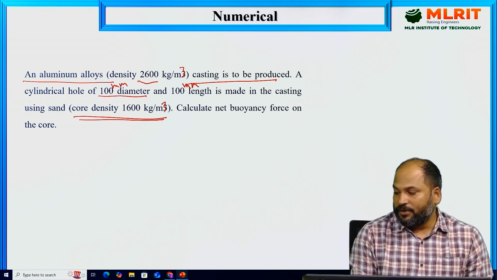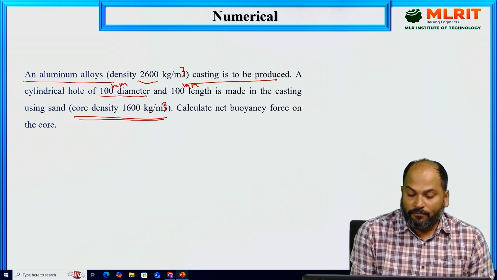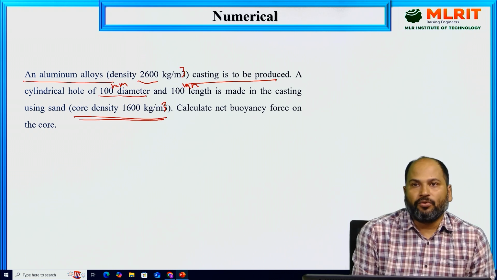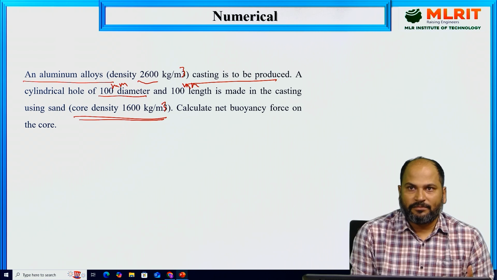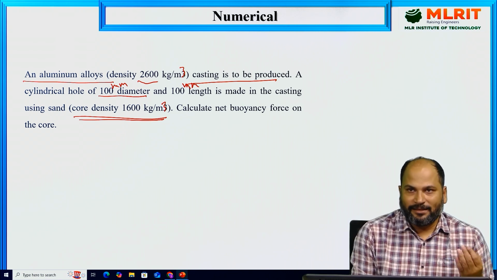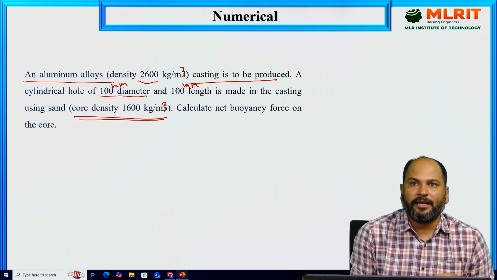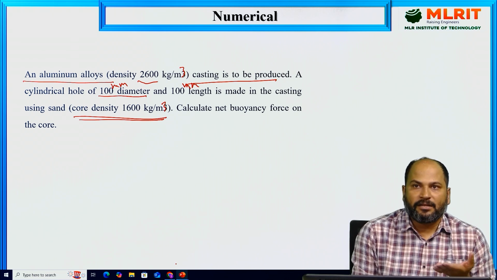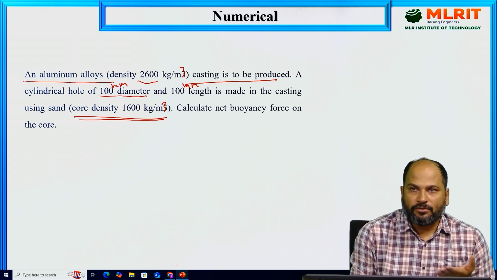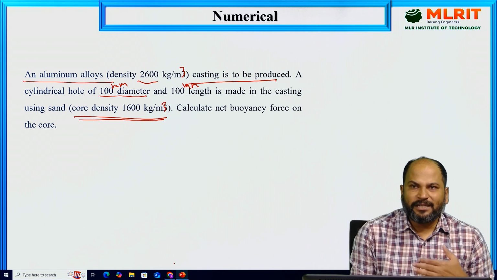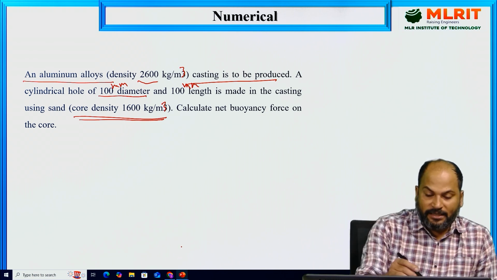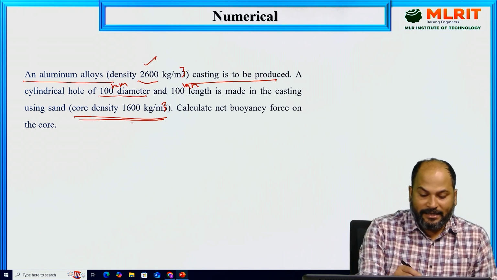What we have to calculate is the net buoyancy force on the core. We all know the meaning of buoyancy force. Buoyancy force comes into picture whenever a solid body is either fully or partially dipped inside a liquid. The liquid always exerts a force in the upward direction, opposite to the weight of the body, which is known as buoyancy force, or force of buoyancy. So we have to calculate the net buoyancy force on this core. The density of the casting and the density of the core are given.